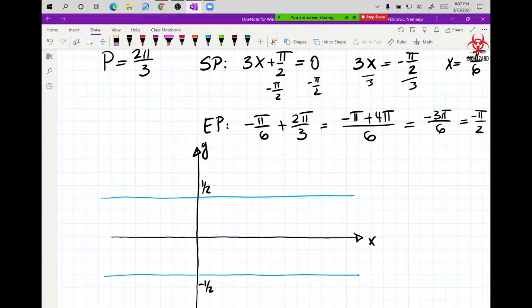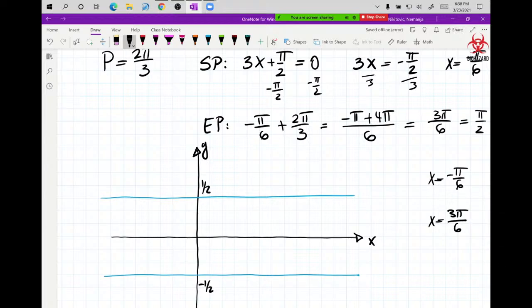Now, negative pi over 6, and then you need another 3 pi over 6. Wait, something is off. This is a positive value here. No one said anything, because 4 pi minus 1 pi is positive 3 pi. All right, so now I am supposed to graph x equals negative pi over 6 and x equals positive 3 pi over 6.